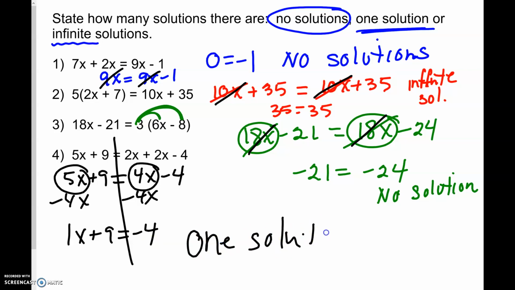Now they're actually not asking you to solve it. They just want to know, are you expecting one solution, no solutions, or infinite solutions? And so in number 4, we are expecting one solution.